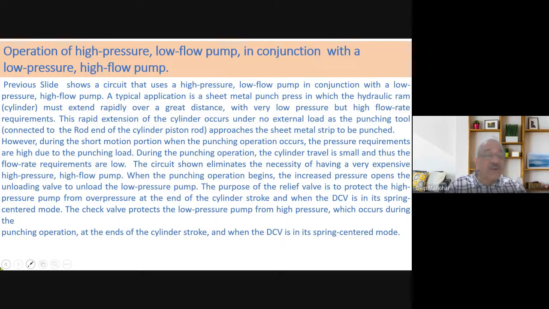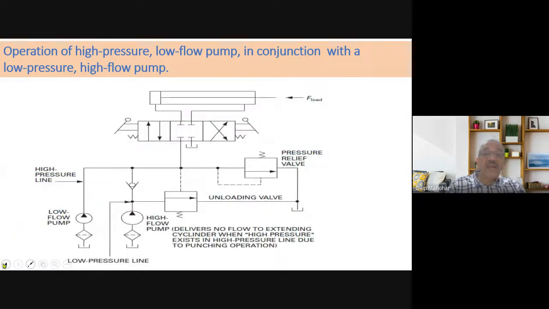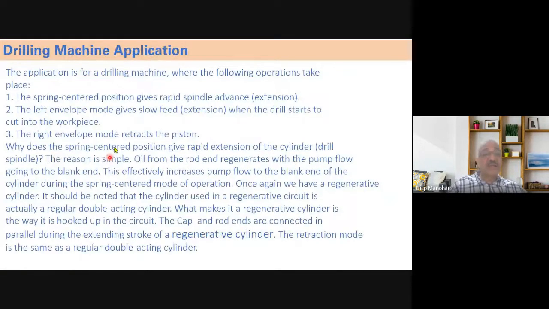Sorry, I have gone to the next slide. When you are doing the drilling operation, during the movement of the drill, till it touches the material, the motion is idle. So that's why we are doing the fast, rapid extension of the cylinder.